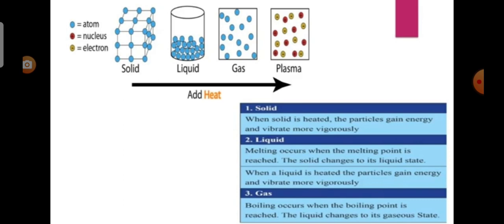When a solid is heated, the particles gain energy and vibrate more vigorously. Melting occurs when the melting point is reached, and the solid changes to its liquid state. When a liquid is heated, the particles gain energy and vibrate more vigorously. Boiling occurs when the boiling point is reached, and the liquid changes to its gaseous state.